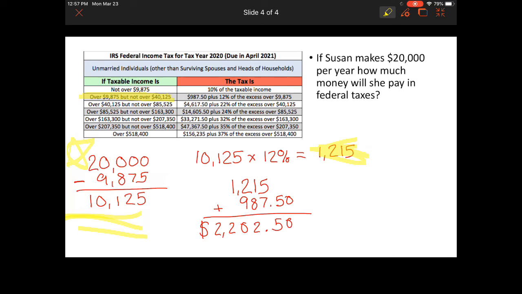$987.50. And if you're confused on where I got that $987.50, that's where you need to go to where it says the tax is. Right here where I'm highlighting, $987.50. Add all those together, and you are taxed at $2,202.50.